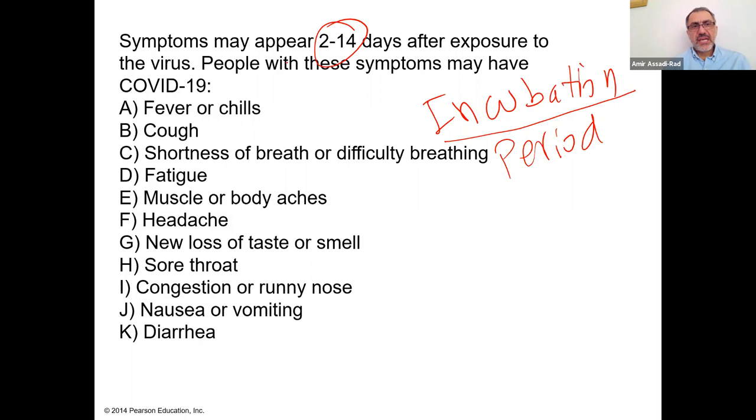Again, the primary place of this virus is the respiratory tract, our lungs and our respiratory system, but it can also infect our digestive system, causing diarrhea. It's not that bad in the digestive system, it's worse in the respiratory tract. And that concludes everything that I need to say about this chapter.